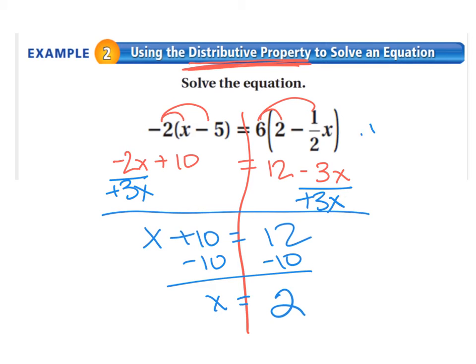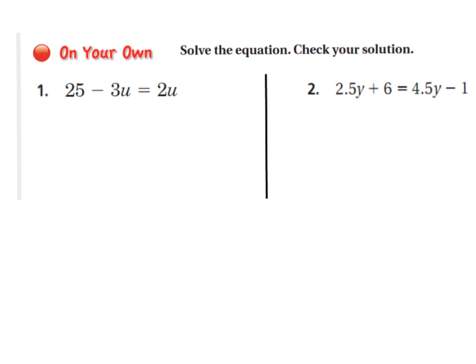So first you need to simplify it down, get your variables all on one side, and then solve it like you normally would, either a single step or a multi-step equation. Again, write down the problems, do them by yourself, pause the video, and then come back and check to see how you did.